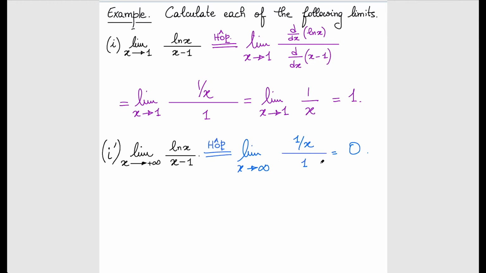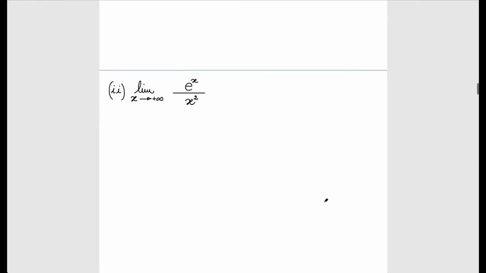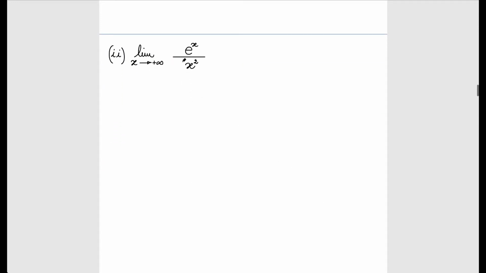All right. So the x-axis, y equals 0, the line y equals 0 is a horizontal asymptote, as we said. Okay. Part 2. The limit as x goes to infinity of e^x divided by x squared.